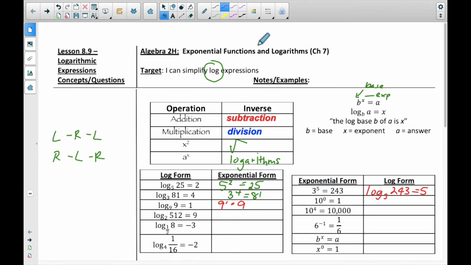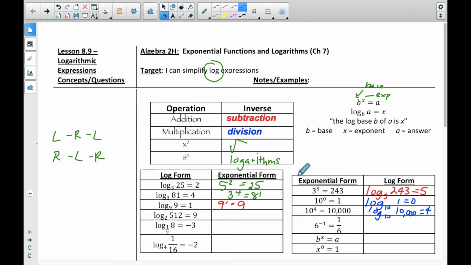Okay, let's look at the next one. We're going to start off with log base. The base is 10 because it's like the base of the exponent. It's still that same base. Log base 10 of 1 is 0. We go left, right, left. Similar deal here because we have a log base 10. So log base 10 of 10,000 is 4.